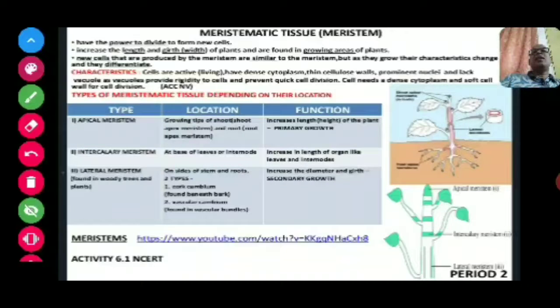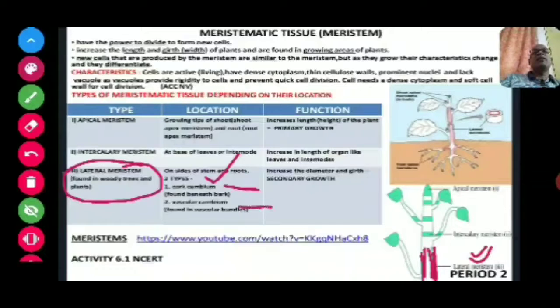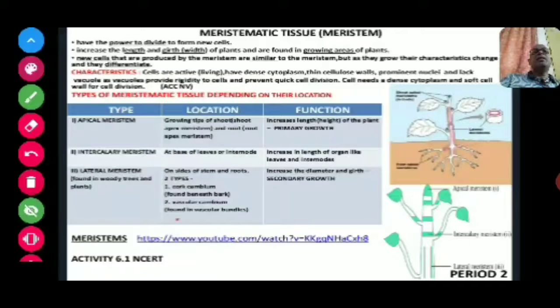Now next one is the lateral meristem. Lateral meristem is a type of meristem which is present in the woody trees and plants. They are present longitudinally, on the sides of the stems and root. Two different types of lateral meristem are present: the first one is the cork cambium, another one is the vascular cambium. Cork cambium is the meristem that is present beneath the bark, and the second one is the vascular cambium that is found in the vascular bundle.